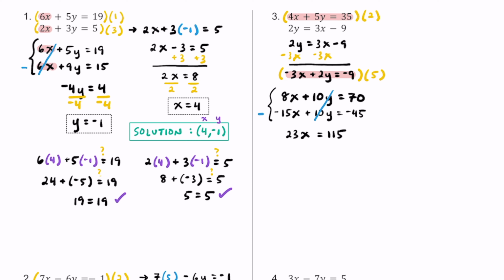All right, so one-step equation here. Let's go ahead and solve it by dividing both sides by the coefficient, which is 23. And we should get here x is equal to 5. Let's take this x equals 5 and use it to help us find out the y value.